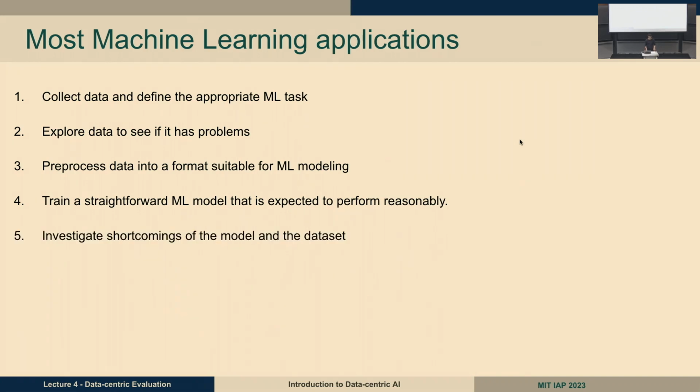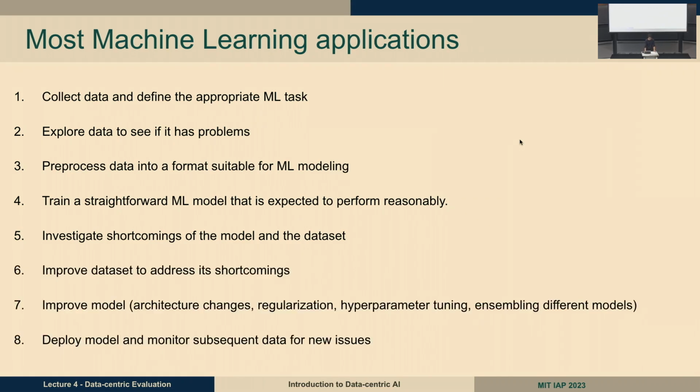So far what we've been teaching you in this class is investigating the shortcomings of the data set. And often in a real application, you would investigate the shortcomings of both the model and the data set in order to be able to improve the model. And then the rest of the typical machine learning pipeline looks something like this: fixing up the data set to address any issues you found, and then improving the model, deploying the model, and monitoring future data for new kinds of issues that might have emerged.